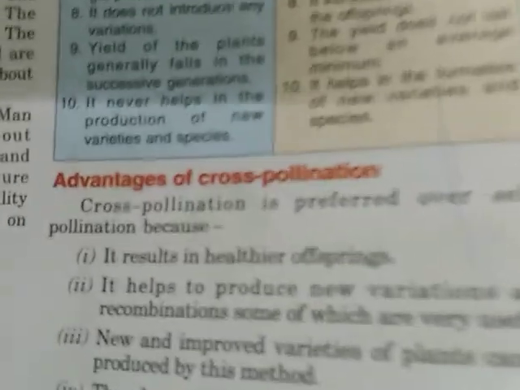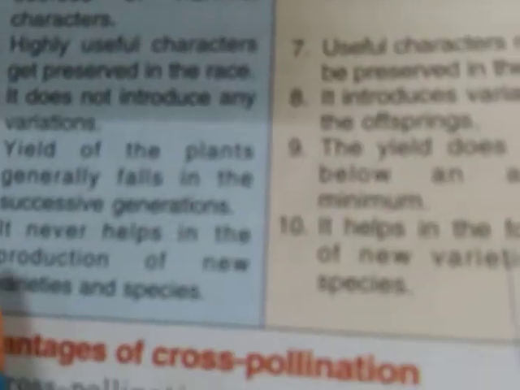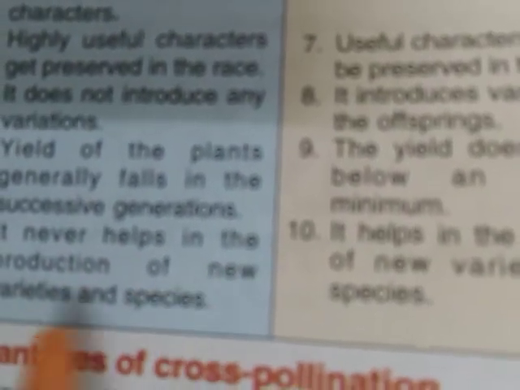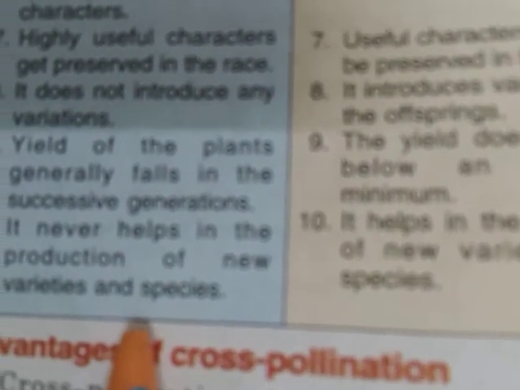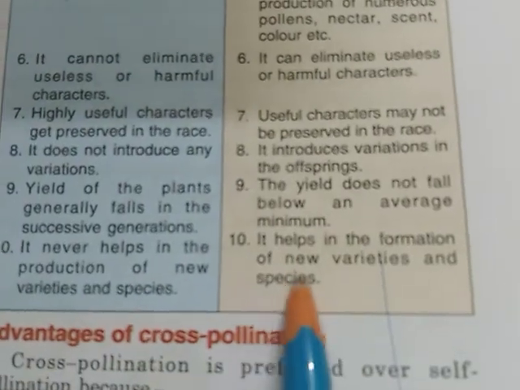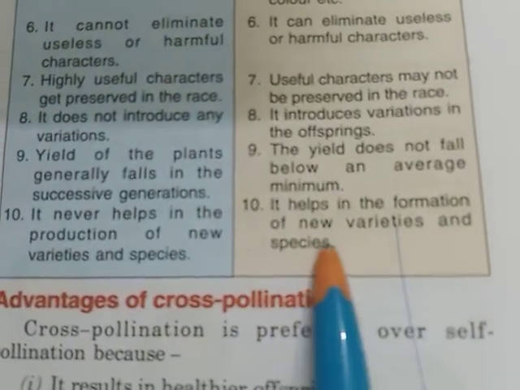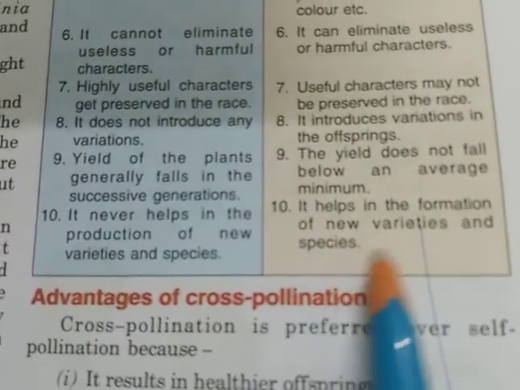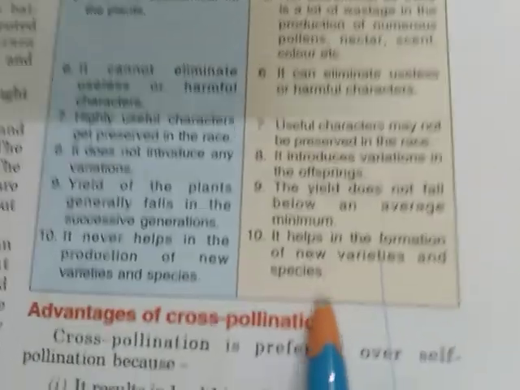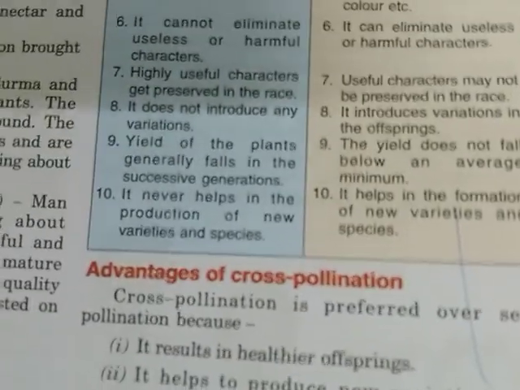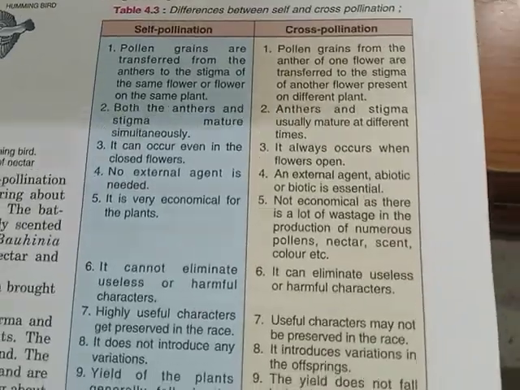So in this way the yield decreases, but here there is no fall. The yield does not fall below an average minimum. It never helps in the production of new varieties and species. So in self pollination, no new varieties or species are produced, but here it helps in the formation of new varieties and species. So new varieties and species are produced in cross pollination. See children, study this table, it is very important.